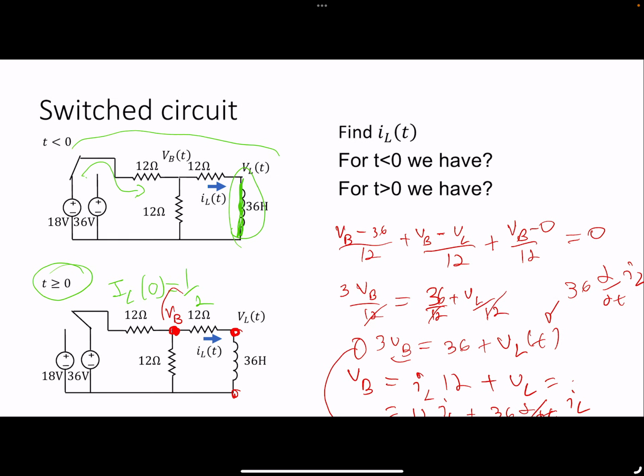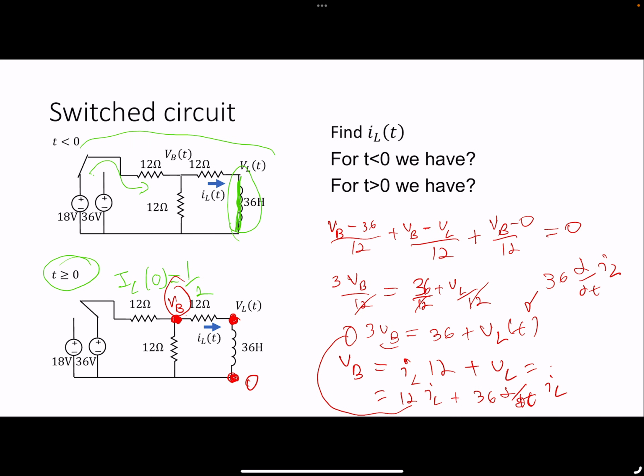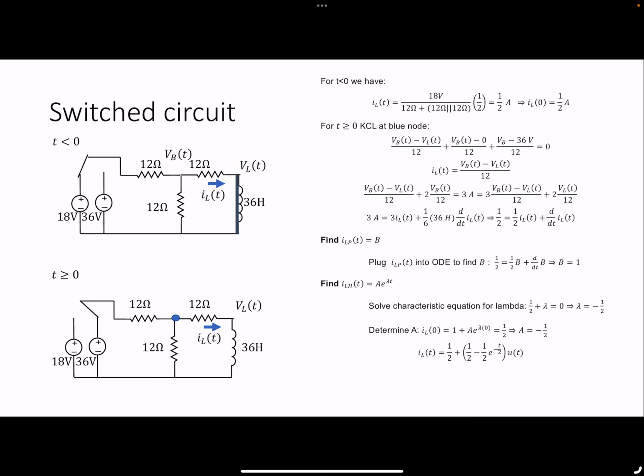So if the voltage here is VB, the voltage here is 0, that means that the voltage drop from here to here, which is just IL times R, plus the voltage drop from here to here, which is just VL, has to be equal to VB. So that's how I got this second equation. And then if I plug this equation back into this equation, then I can get rid of all the VLs. So I'm just gonna show it on the next slide.